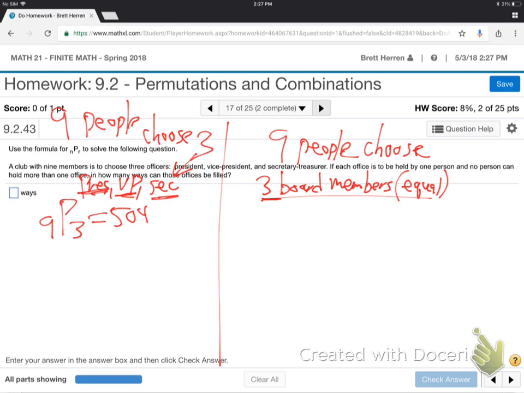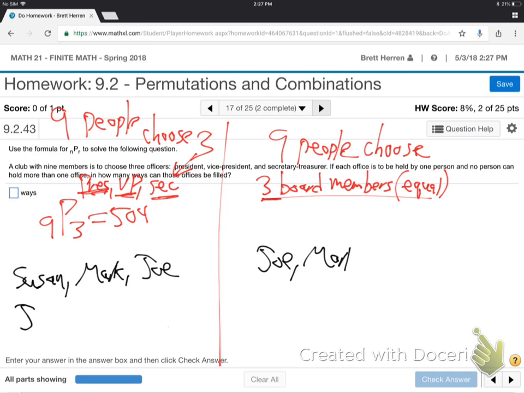If we said, Susan's going to be the president, and Mark's the VP, and Joe is the secretary, versus if I said, okay, it's going to be Joe, Mark, and Susan.